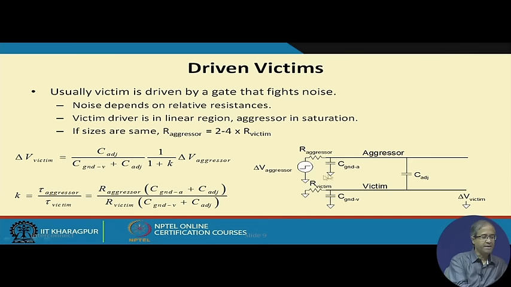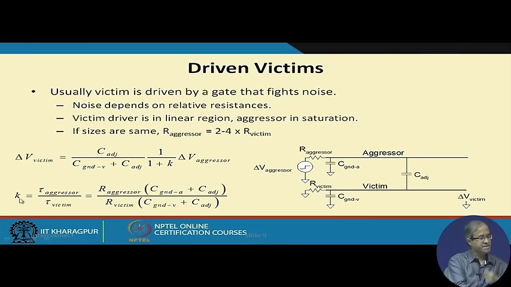So, if you again make a calculation on this circuit analysis, you can get an equation like this. The change in voltage in the victim will be, this term is the same, C adjacent by C ground plus C adjacent, delta V aggressor was there, now this new factor is coming, 1 by 1 plus k, where k is tau aggressor by tau victim. That means the RC delay of the aggressor, R aggressor into this total capacitance, plus this R of the victim.